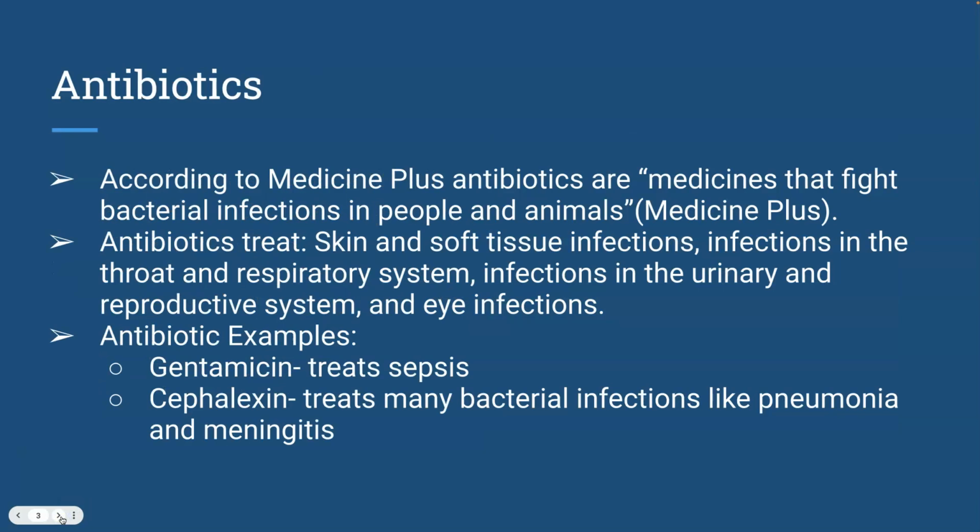And now let's go over what antibiotics are. According to Medicine Plus, antibiotics are medicines that fight bacterial infections in people and animals. Some things antibiotics treat include skin and soft tissue infections, infections in the throat and respiratory system, infections in the urinary and reproductive system, and eye infections. Some antibiotic medication examples are gentamicin, which treats sepsis, and cephalexin, which is a broad-spectrum antibiotic that treats many bacterial infections like pneumonia or meningitis.